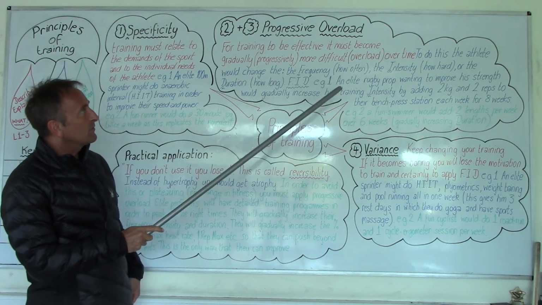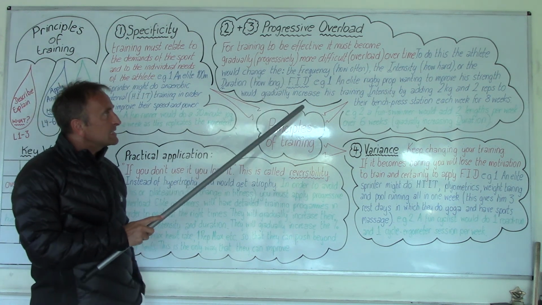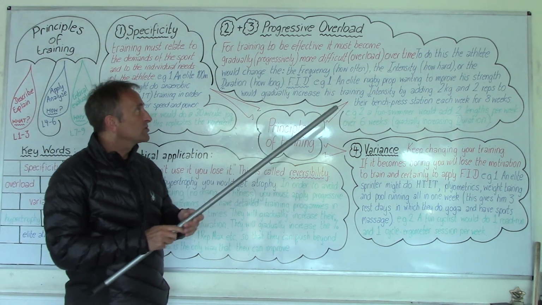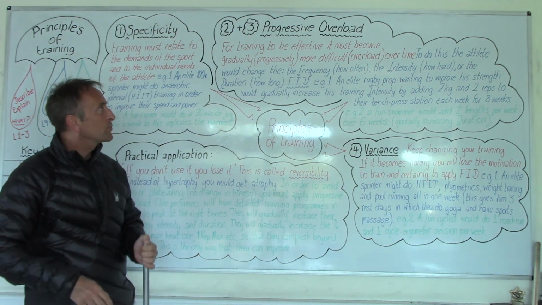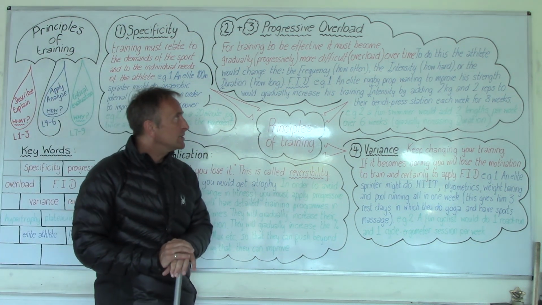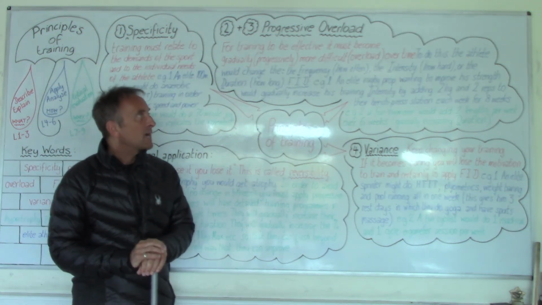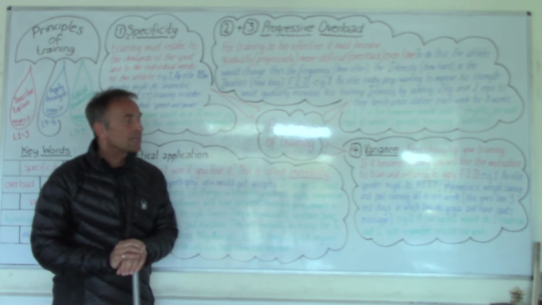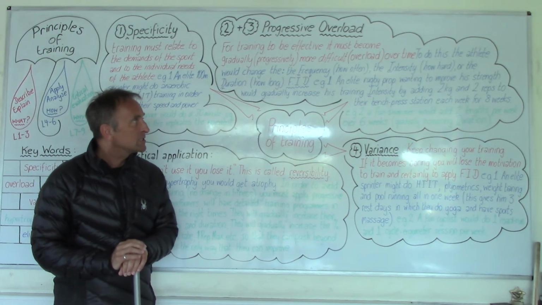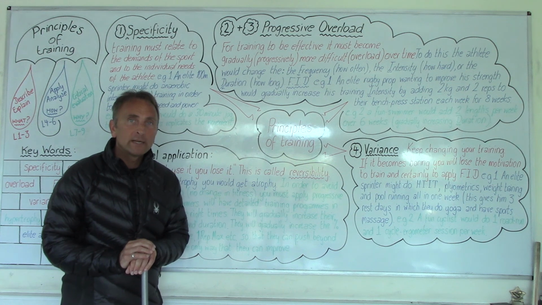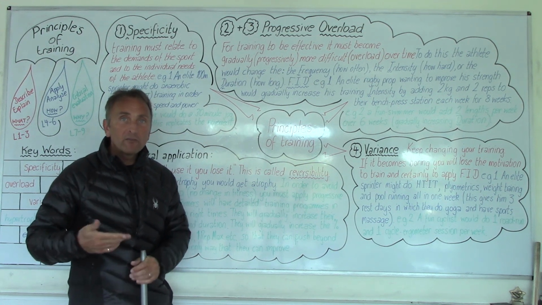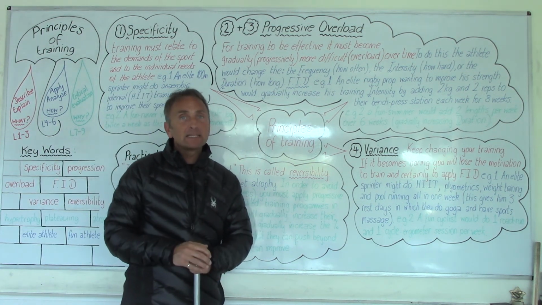So the example I've given here is an elite rugby player. So I've just said a rugby prop, wanting to improve his strength, would gradually increase his training intensity by adding 2 kilograms and 2 reps to their bench press station each week for 8 weeks.